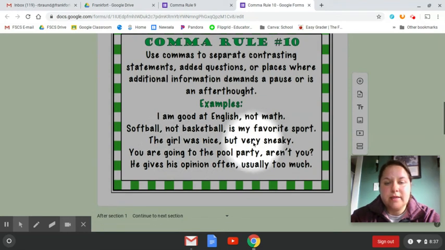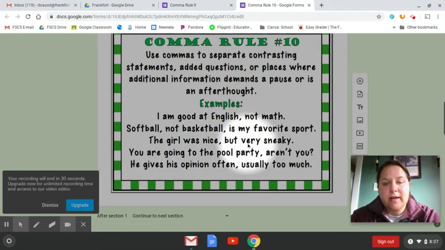The girl was nice, but very sneaky. Here again is an example of a contrasting statement. We've already practiced using the word but, that you need the comma beforehand. You are going to the pool party, aren't you? Notice these last 2 words are giving a question at the end. Again, we've dealt with this before, so you need the comma before the added question.